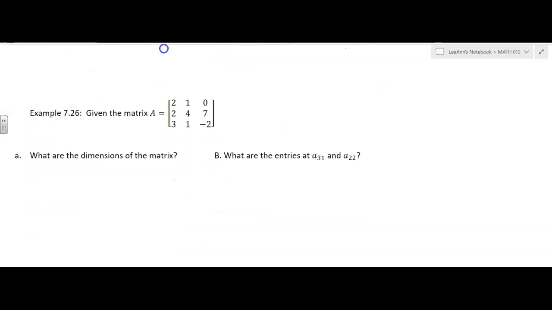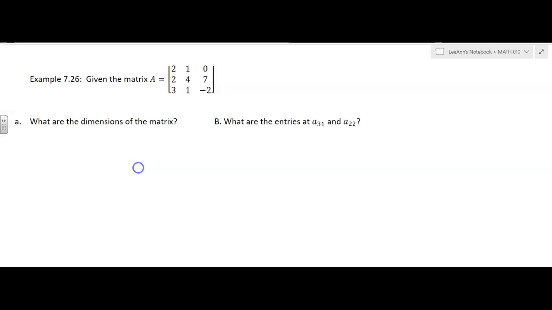Okay, so now they want to talk a little bit about that with this example. They give us a matrix. It's a 3 by 3. They can ask you how many rows, how many columns. In fact, it says, what are the dimensions of the matrix? That's part A. So you would say it's a 3 by 3 matrix. Okay, those are the dimensions. Or you could write out there are 3 rows and 3 columns.